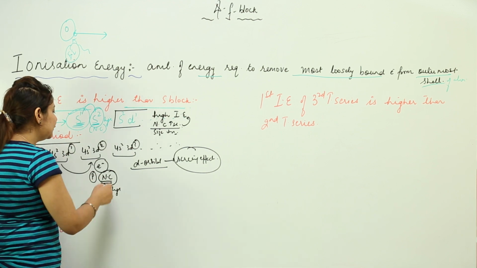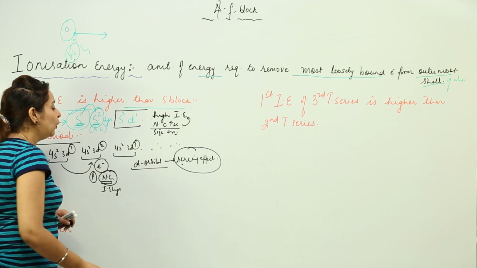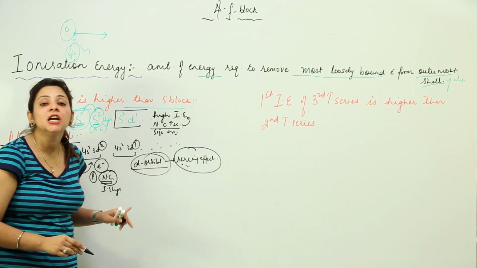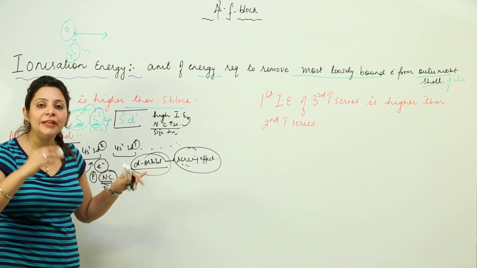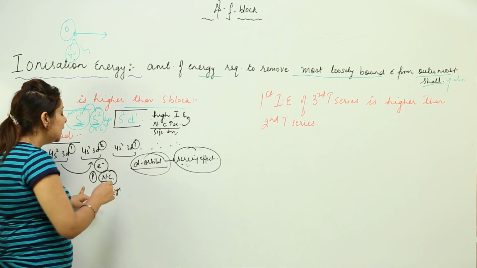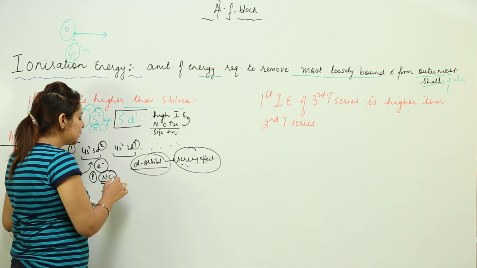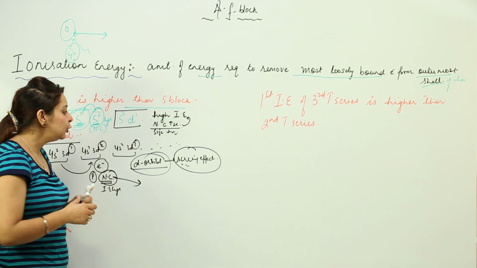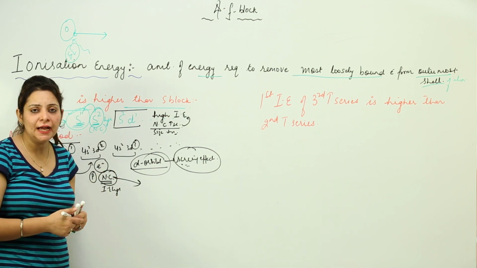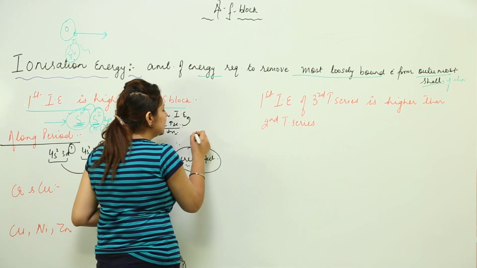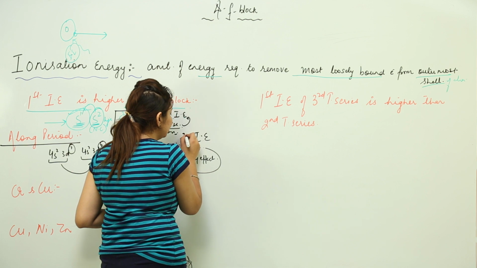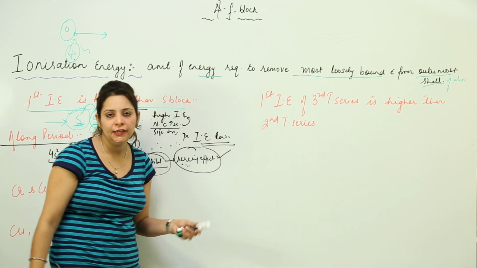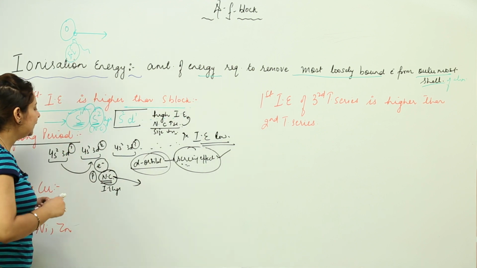So out of this nuclear charge and screening effect, what is there? These d orbital electrons are screening the valence electrons. They are not letting the exact nuclear charge reach the outermost shell electron. So there will definitely be an increase in the ionization energy, but the increase will be very low. And what is the reason? The screening effect is the reason, right. I think you got it.